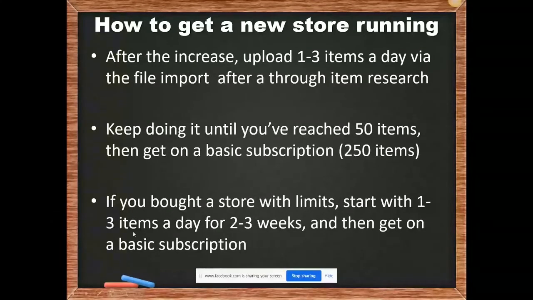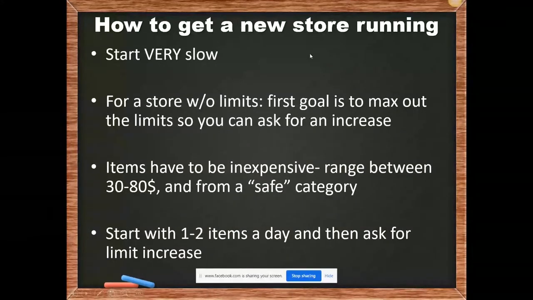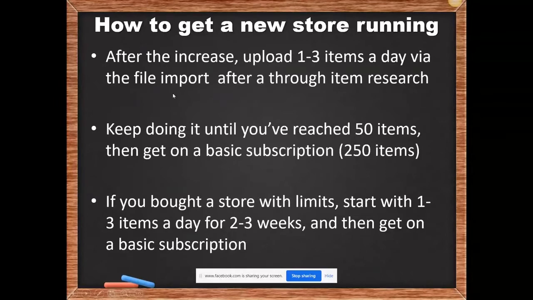Okay, so all that we've done so far is to max the limits with average price items from a safe category, ask for a limit increase, get the increase, keep uploading no more than 3 very well sourced items for 3 weeks until we maxed out our free 50 item listings. Then we enroll in a basic subscription. So far, so good, right, guys? This is the exact steps I take every time I open a new store.